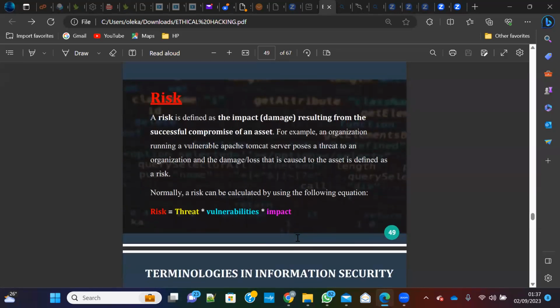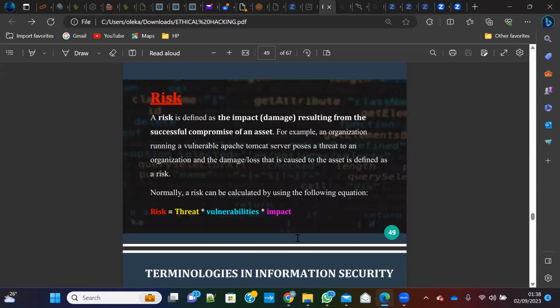So next is risk. What is risk? Risk is defined as the impact or damage resulting from the successful compromise of an asset. So when the attacker has attacked a system and is successful, the system is compromised, and we say the system is at risk. The impact, the damage that is going to be caused to the organization, that is what a risk is. Imagine if a hacker is able to hack a bank and steal all the money in the bank, the risk is high. Why? Because the impact is high.